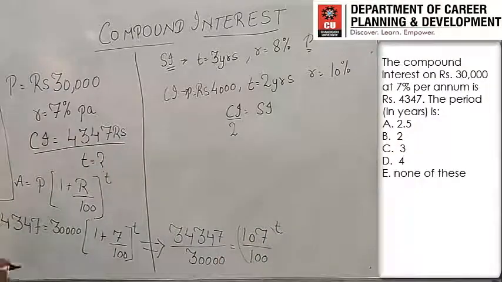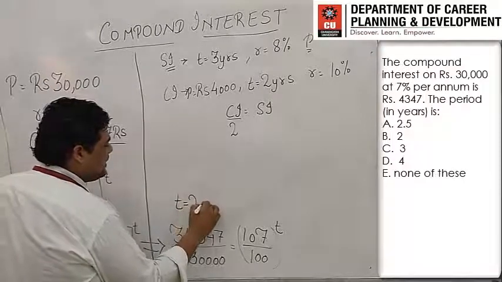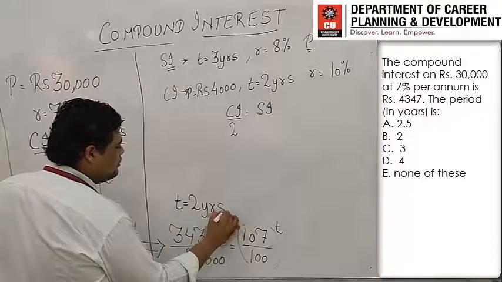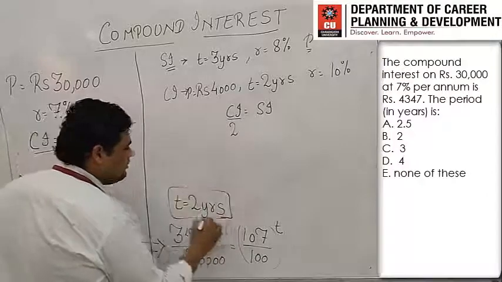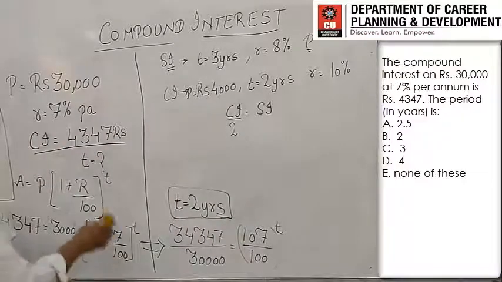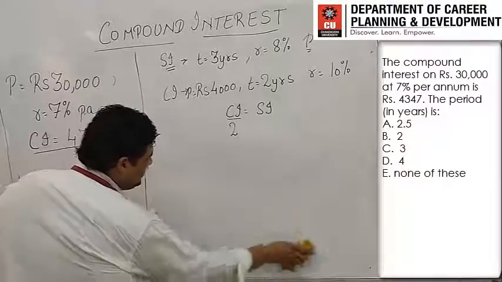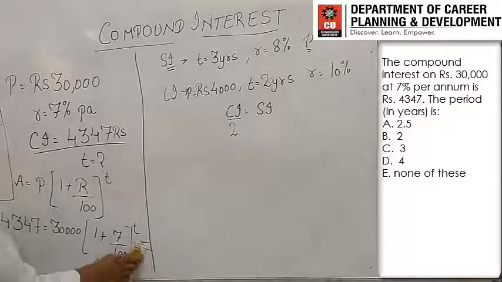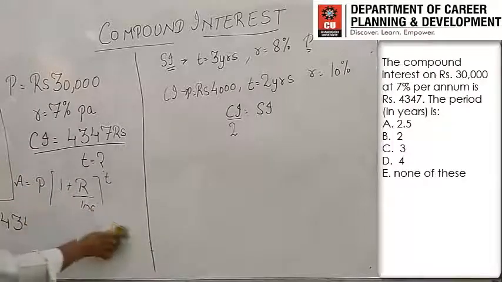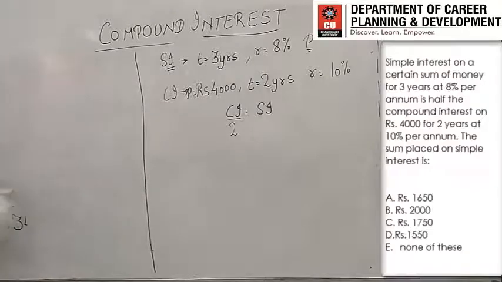From this, if you find the value of T, it comes out to be 2 years. The value of time will come out to be 2 years. This is our fourth question, where we have to find the time when principal, compound interest, and rate are given, and you just have to find the time.